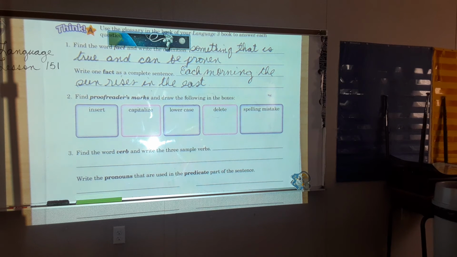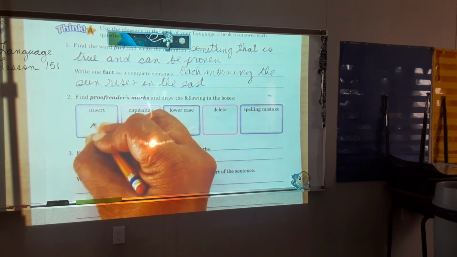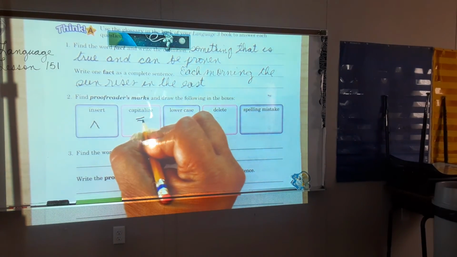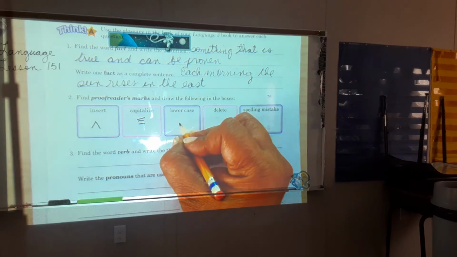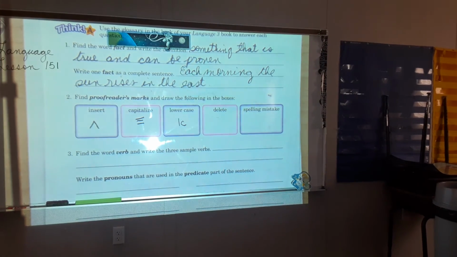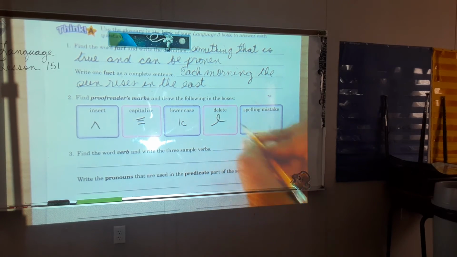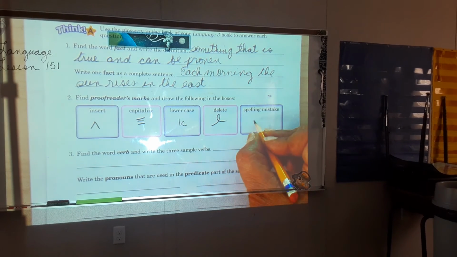Find proofreader marks and draw the following in the boxes. Insert. Capitalize. Lowercase. Delete. Spelling mistake.